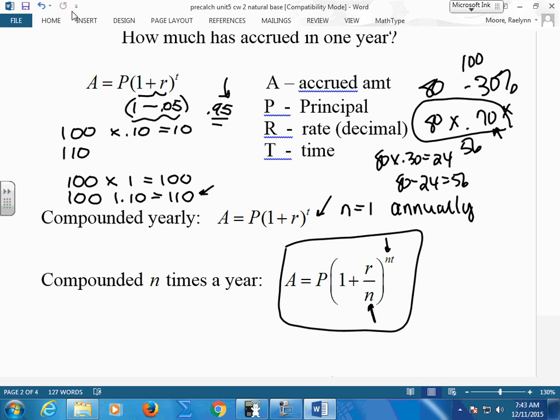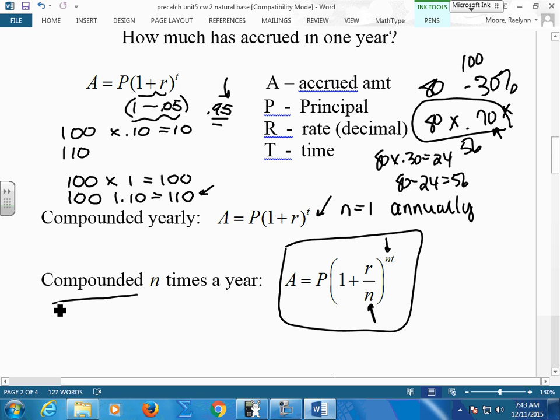Compounding means how many times am I calculating this per year? And if I calculate it annually, at the end of the year, my interest is accrued in there. If I compound it quarterly, 4 times a year, it's going through that little algorithm to calculate my interest.